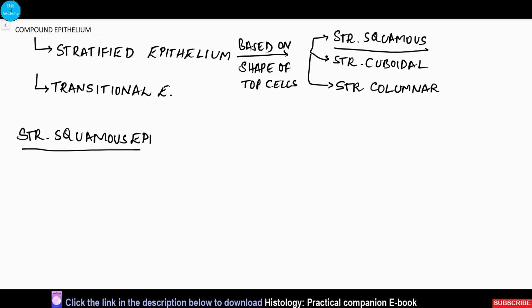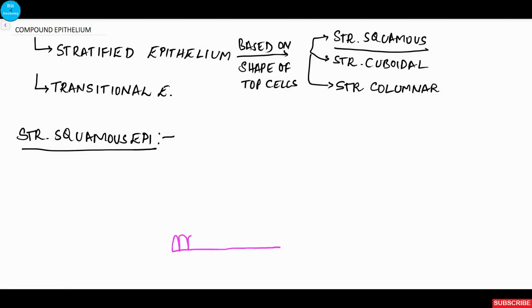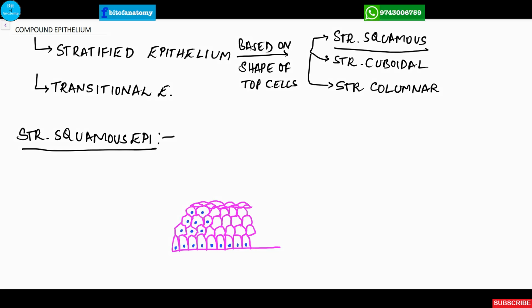So this stratified squamous epithelium contains a basement membrane on which there is one layer of columnar cells. Above that there will be multiple layers of polyhedral or polygonal cells, and on top of that there will be multiple layers of flat cells. Nucleus in the columnar cell is basal and oval. In the polyhedral cells it is round and central, and in the top cells again it is round and central.